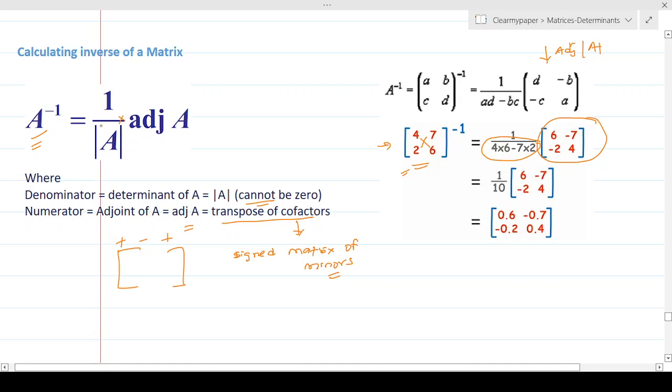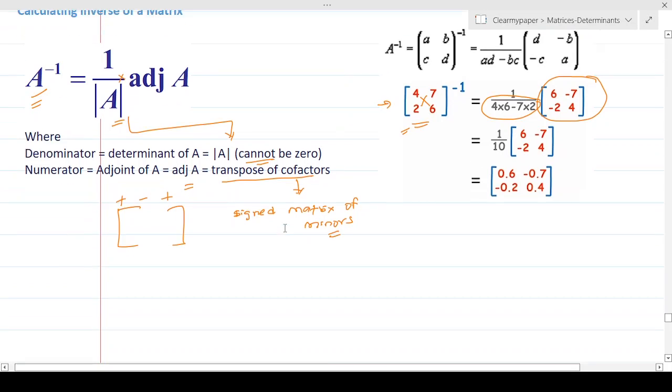The inverse exists. In this case, when we apply this formula, the determinant will not be 0, because the determinant will have some value, positive or negative, but it cannot be 0, because if the determinant becomes 0, then the whole solution is undefined. Hence, the determinant cannot be 0 if the inverse has to exist. So what does it mean? In other words, if the given matrix A is invertible, meaning the inverse of the matrix exists, then the determinant cannot be 0.